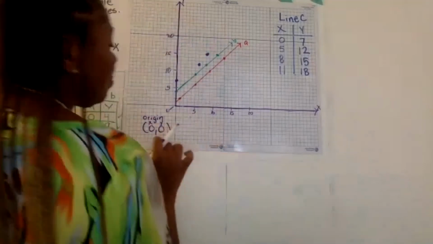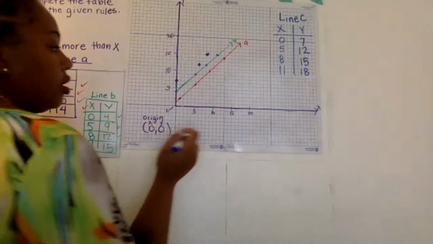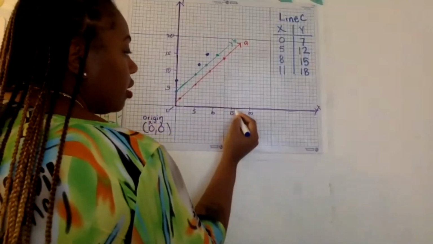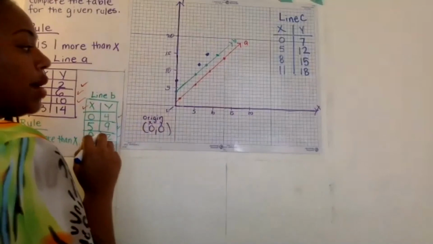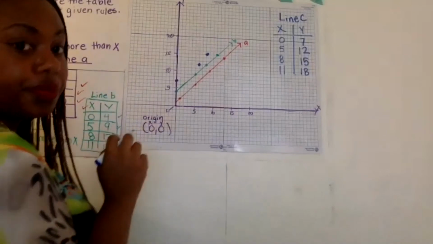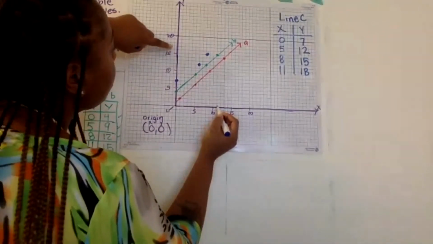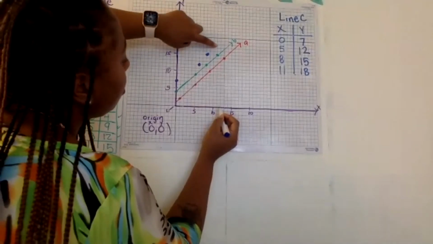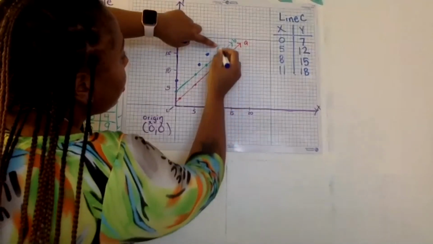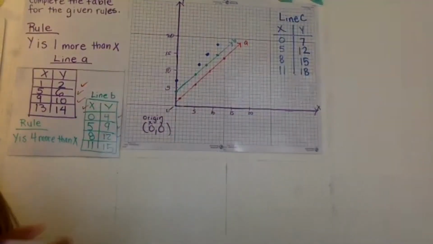All right, and now I have 11 and 18. I'm going to go over to 11 and go up 15, 16, 17, 18. So there's 11 here, and now I am ready to draw my line.